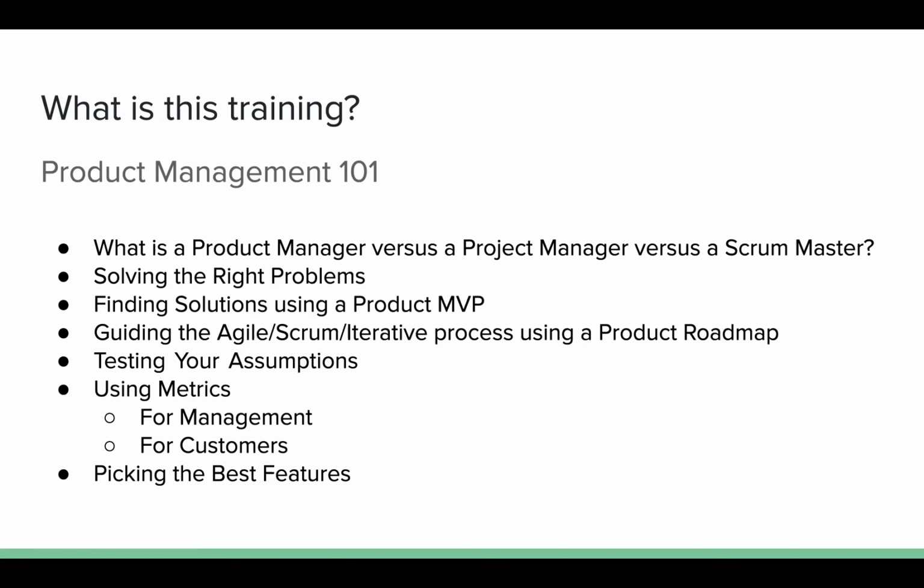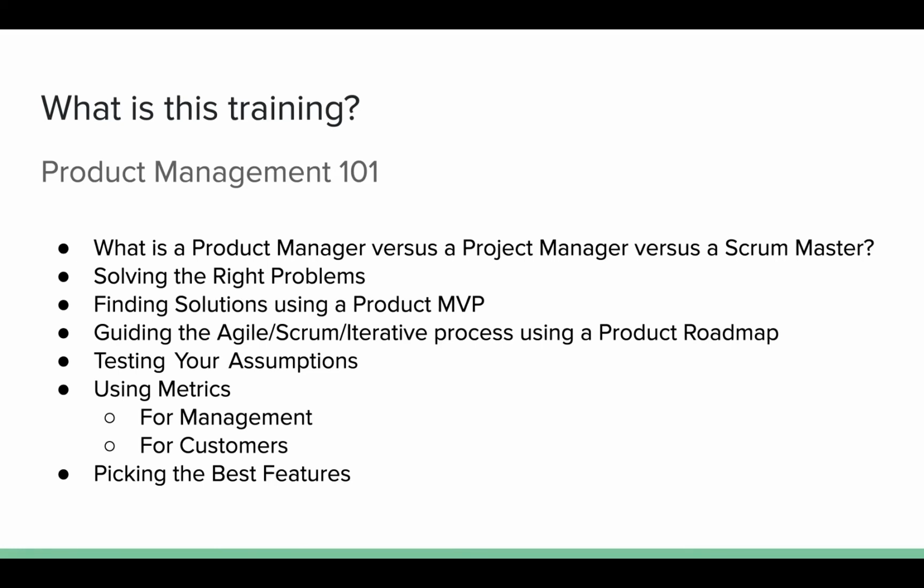We're going to talk a little bit about solving the right problems. We're going to talk about finding solutions using a minimum viable product, excuse me, most valuable product. I've been reading too much sports news. I've also heard it called the minimum lovable product, which is another cute way to think about it, but we'll talk about that.